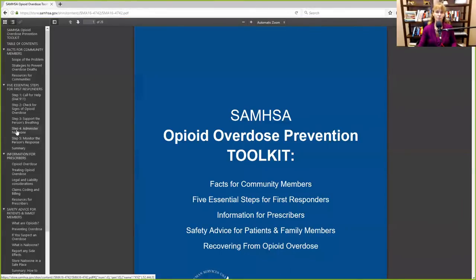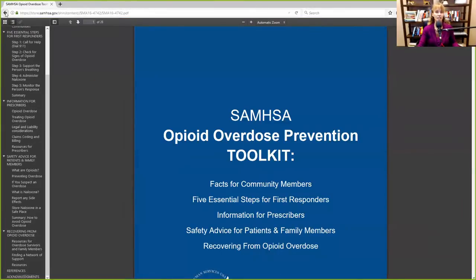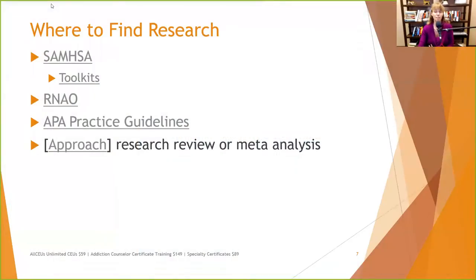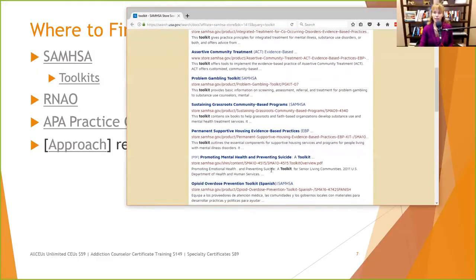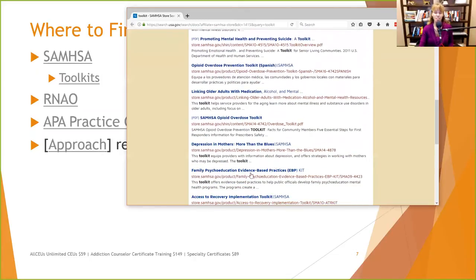You can download the full toolkit document, which in this case is 28 pages. It's not huge, but it gives you all the, guess what, tools to implement this program. And they have a bunch of toolkits. You just need to search through it. Assertive community treatment, problem gambling, promoting mental health and preventing suicide. So there's a lot of stuff here.